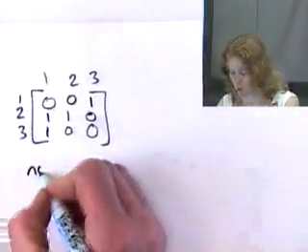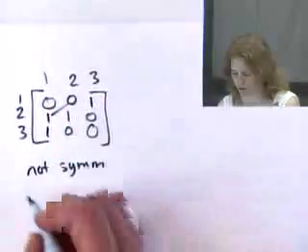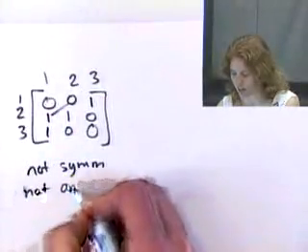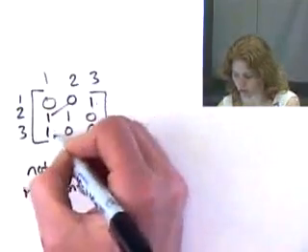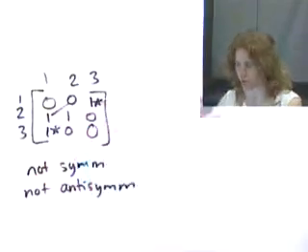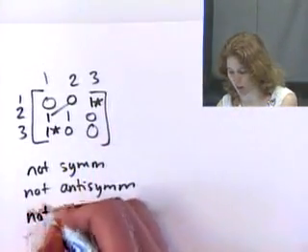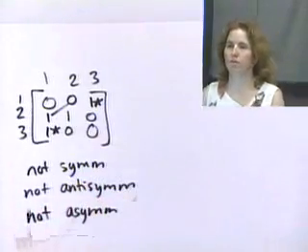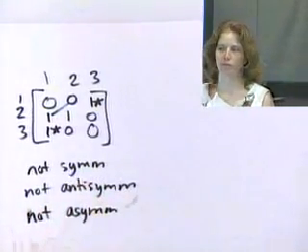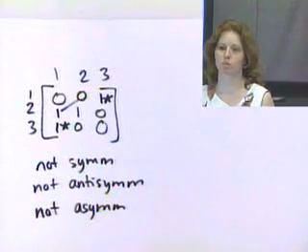So this is not symmetric because of these two, right? It's not antisymmetric because of these two with little stars next to them. Okay? And it can't be asymmetric if it's not antisymmetric. Does that answer your question? Okay, so we don't have to have any one of them.